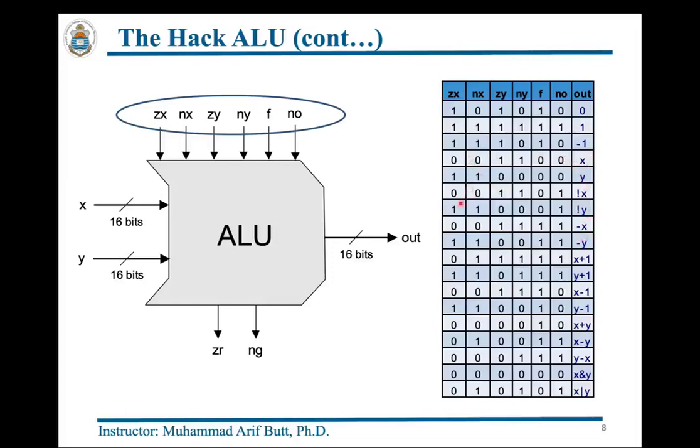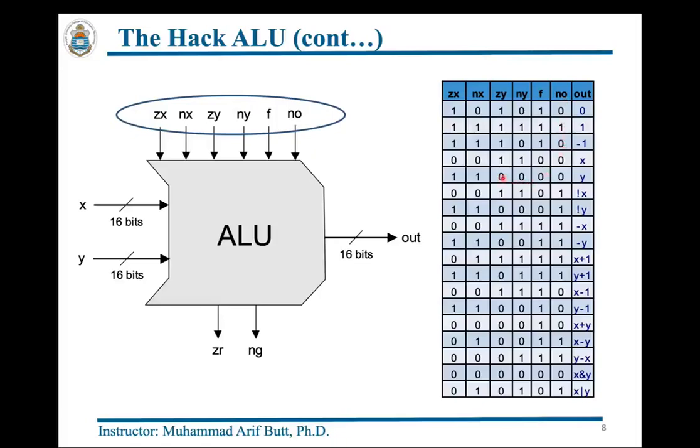Let me talk about these 6 control bits one by one. ZX stands for zero X. That means zero out the 16 bits of the X input. NX means not X. That means perform a bitwise NOT of the 16-bit value. Similarly, ZY means zero Y. NY means not Y, and this F is used to do either the arithmetic add operation or a bitwise AND operation. This NO, if set, performs the bitwise NOT of the output.